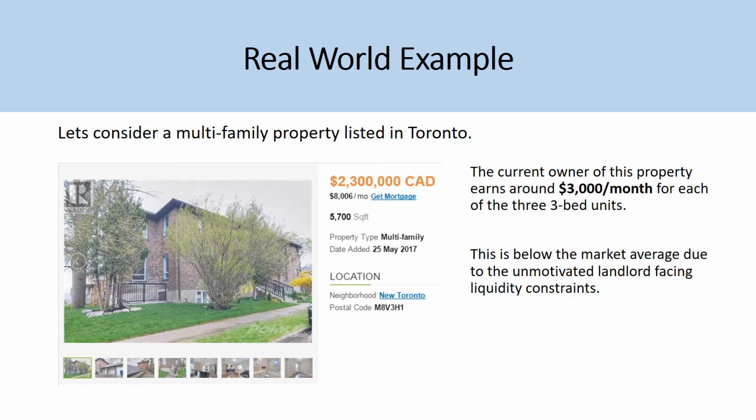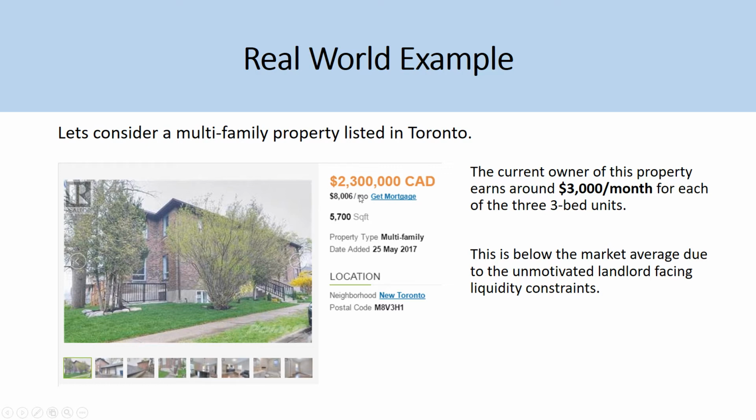So let's consider a multi-family property listed in Toronto. I'm based in Canada, in Toronto, Ontario. I looked at just a random multi-family property on the listings, and I found that this is probably a relatively simple example, seeing that there are a lot of even numbers and it's not that complicated. So this is a multi-family complex. It has three-bedroom units, and it is currently listed as of May 25th, 2017 at $2.3 million. So that's the market price of this respective property.